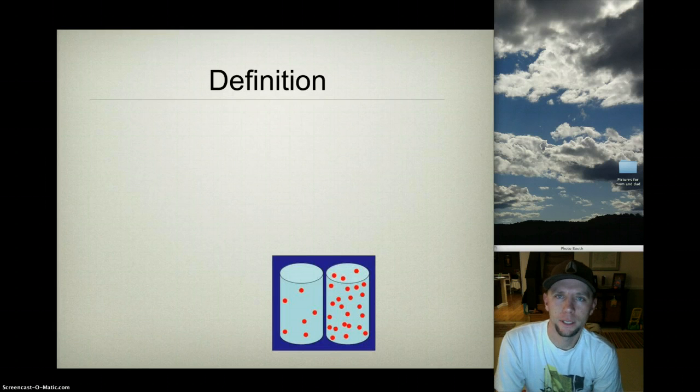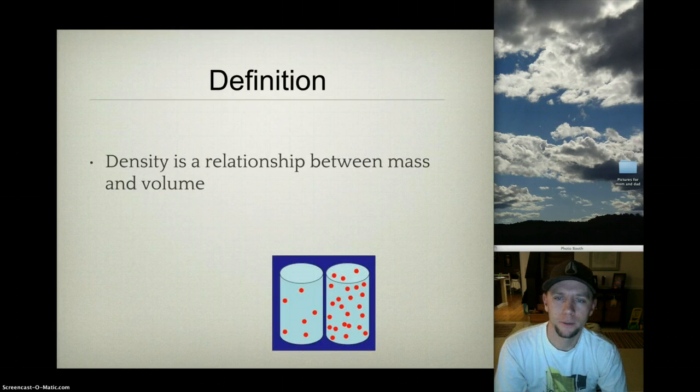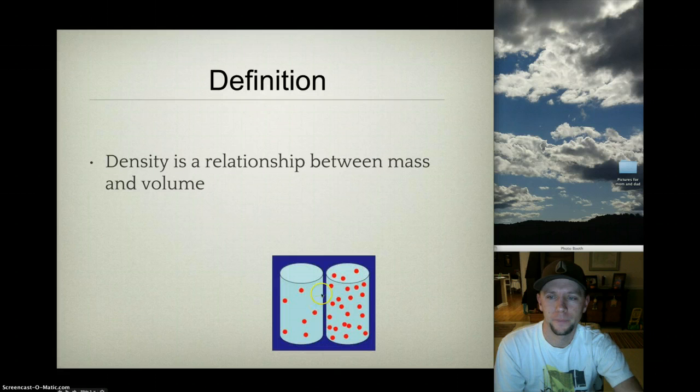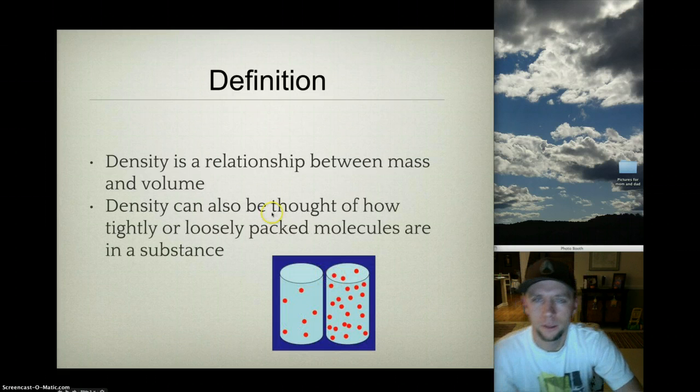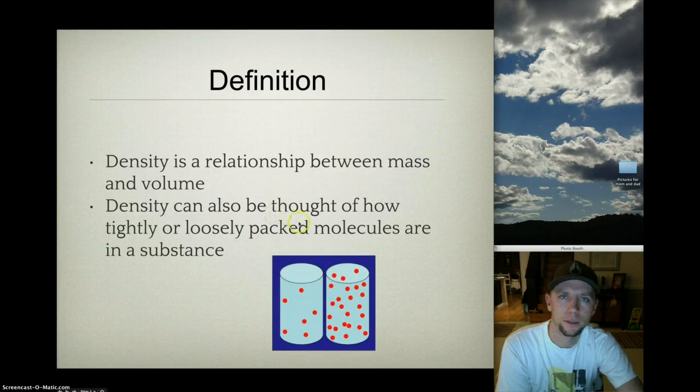The definition of density is that it's a relationship between mass and volume. If you look at the two pictures here on the screen, the column on the left would have less density than the column on the right. There are fewer molecules in this cylinder on the left than there are on the right. So you can also think of density as how tightly packed or loosely packed molecules are in a substance.